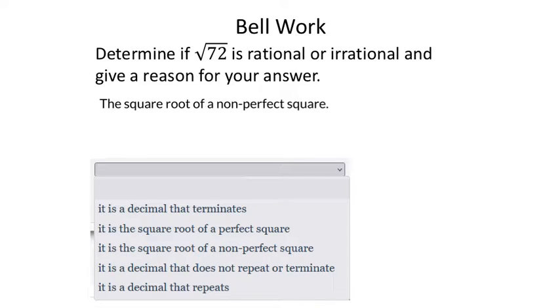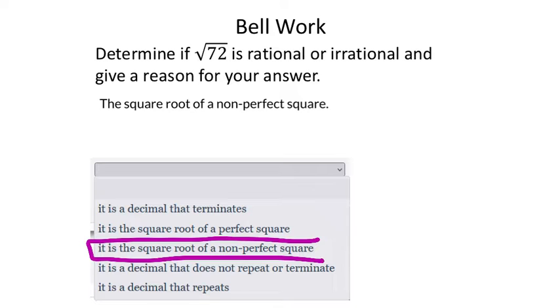Now, the next closest square root, it looks like it would be 81, maybe you could say 64, but this is 72, which is definitely not a perfect square. That's this option right here. Well, does that mean it's rational or irrational? That's irrational. If you ever take the square root of a non-perfect square, you automatically end up with something that's irrational.